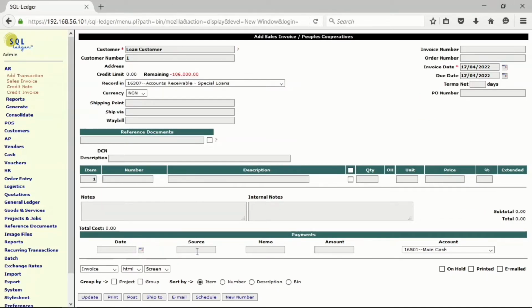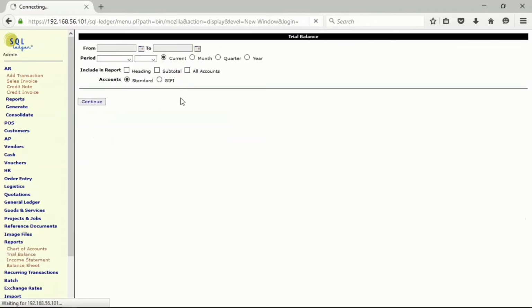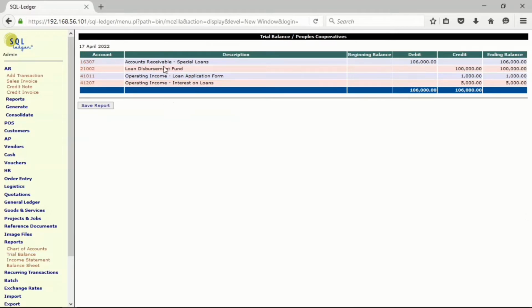Now once it has posted, what you will notice, if you want to get a report, you click on trial balance. Good. Now you will notice that the loan account where his loan is recorded is here. This special loans account, but he hasn't been given that loan yet. That is why it's still in loan disbursement fund.